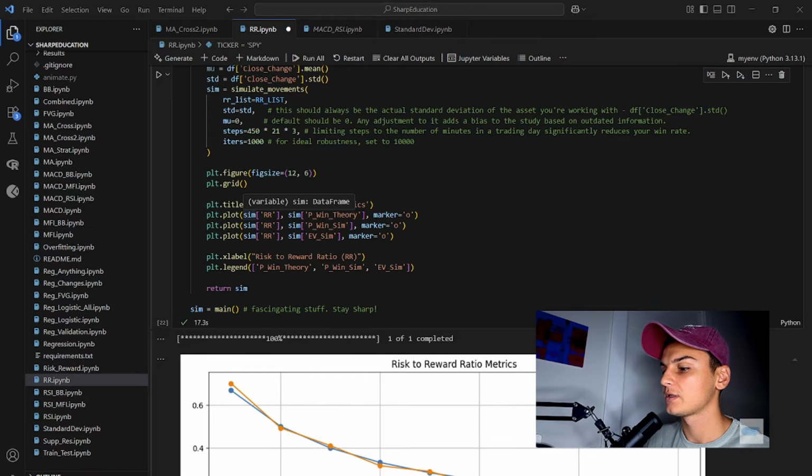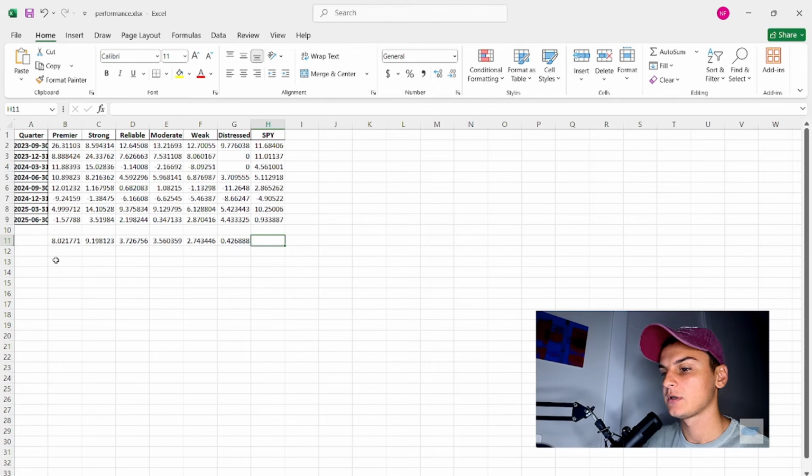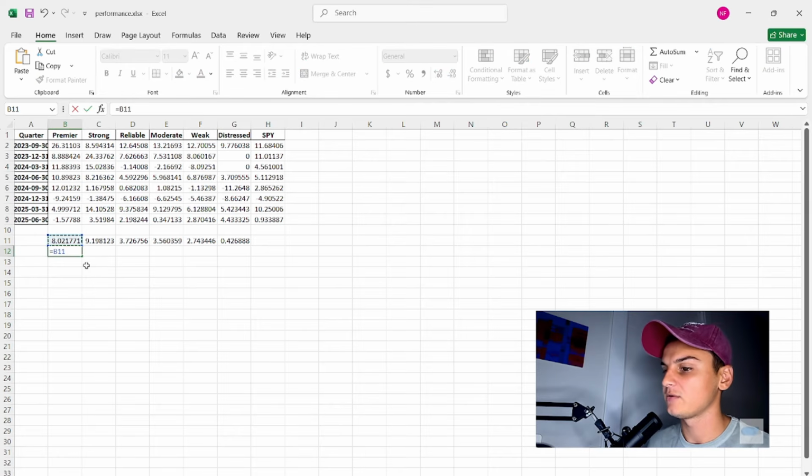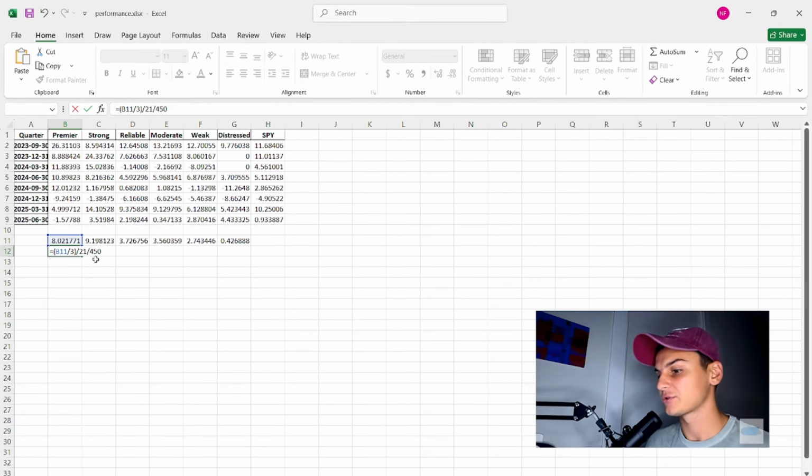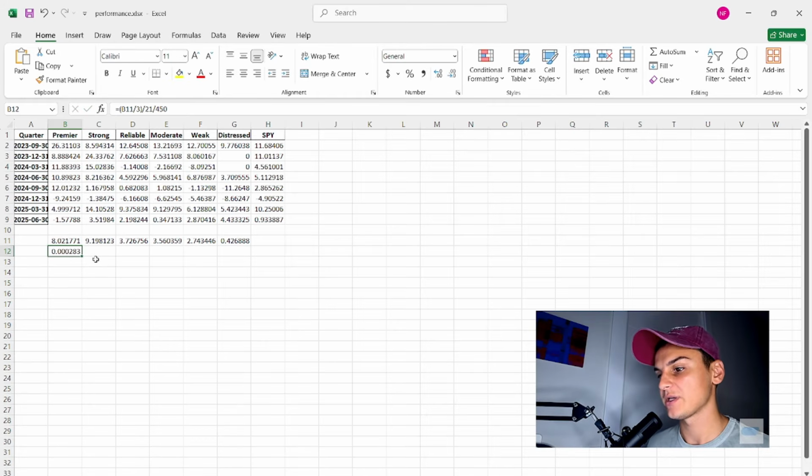Let's move here, Excel. So if we want to do the average daily drift into minutes, this will be tricky, but I think we can do it. It's going to equal this divided by 3 months, divided by 3, divided by 21, divided by 450. So this should give us our average minutely drift, 0.00002. And we're going to do this for each of these categories. Control R.